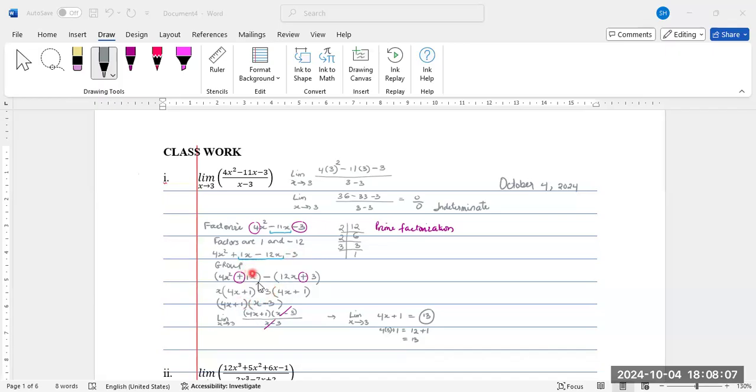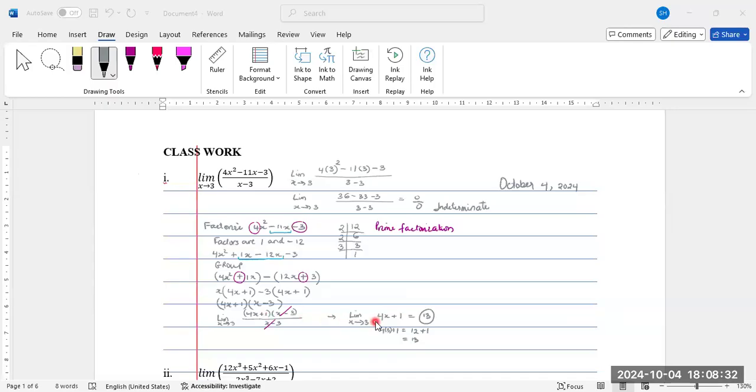And all I'm doing, because this is what I factorized, the 4x squared minus 11x minus 3, I'm substituting 4x squared minus 11x minus 3 for 4x plus 1 times x minus 3. And that is going to be divided by x minus 3. See it on here, so x minus 3. And the x minus 3 is cancelled. So I'm going to be left with 4x plus 1.